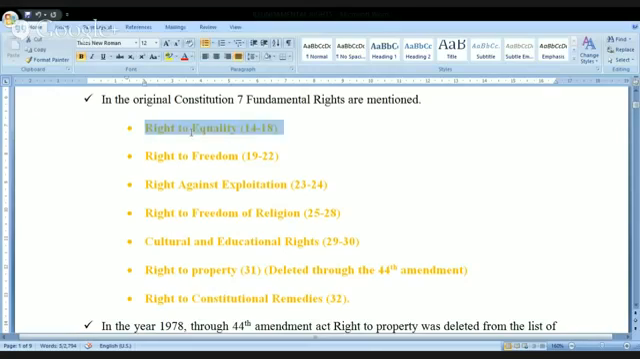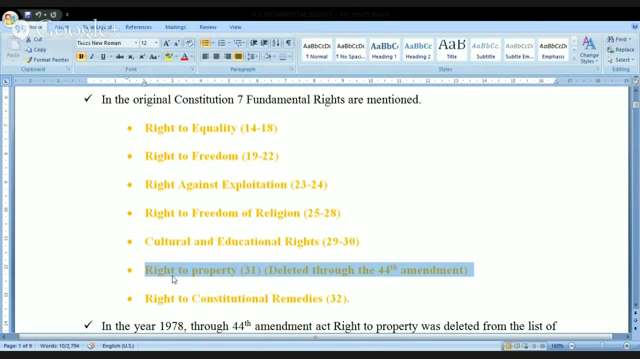Look at this. This is the first one, right to equality, right to freedoms, right against exploitation, right to freedom of religion, cultural and educational rights, right to property, which is no more available. It has been deleted through the 44th Amendment. And the last one is the right to constitutional remedies. So these are the 7 fundamental rights we had in the original Constitution. But kindly remember, a very frequently asked question: which of the following is not a fundamental right? The answer will be right to property, and it has been deleted through the 44th Amendment.